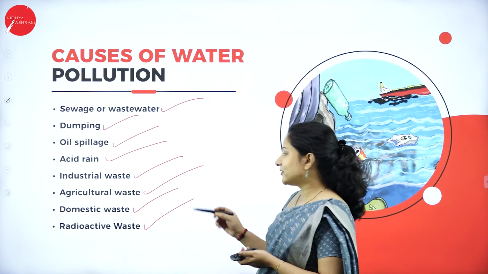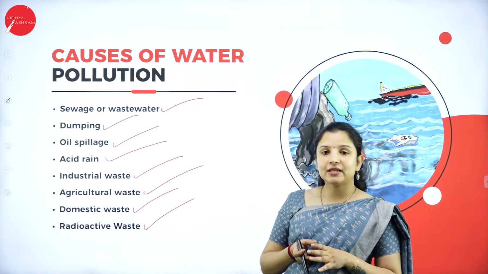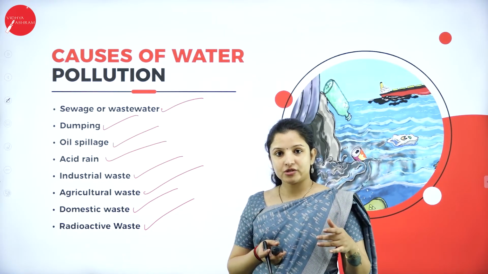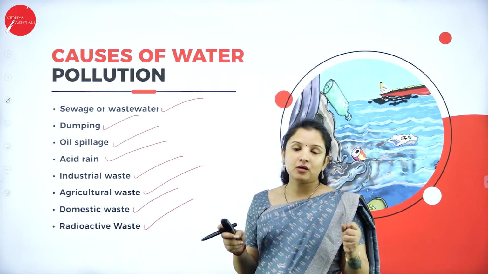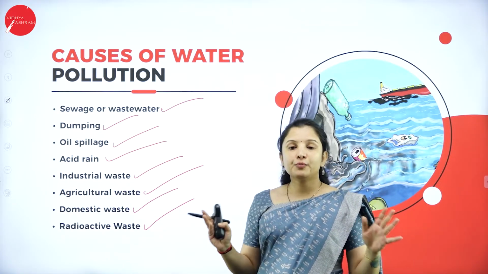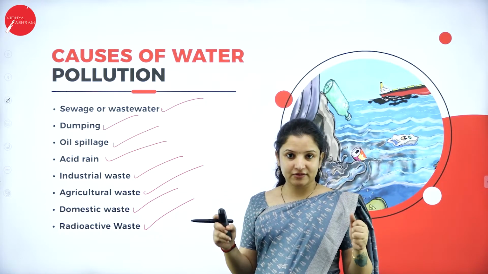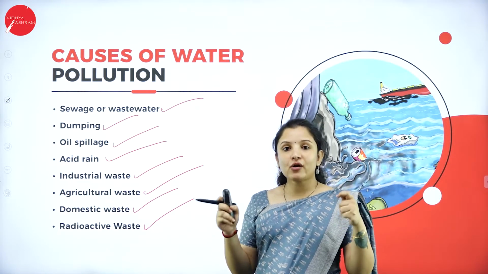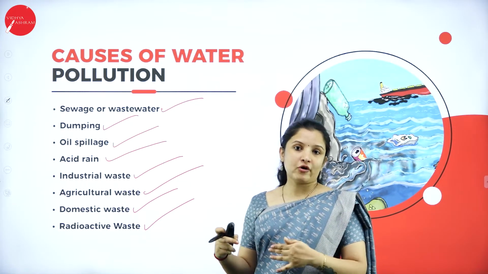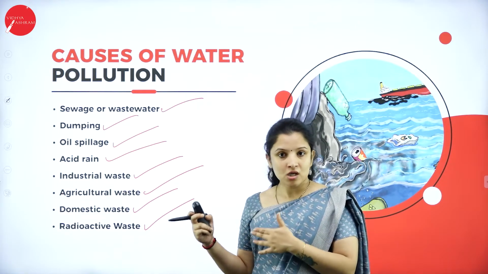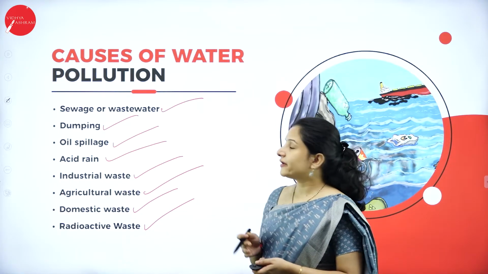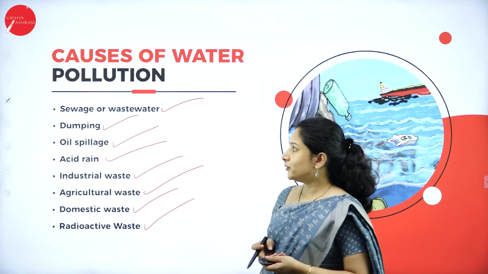Next is radioactive waste. Here is how it can cause water pollution: because of no proper construction or no proper maintenance of the radioactive sites, the radioactive waste can leach through the soil and reach the water body. That is how radioactive waste can also cause water pollution.